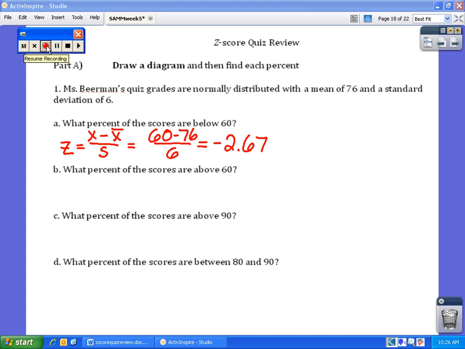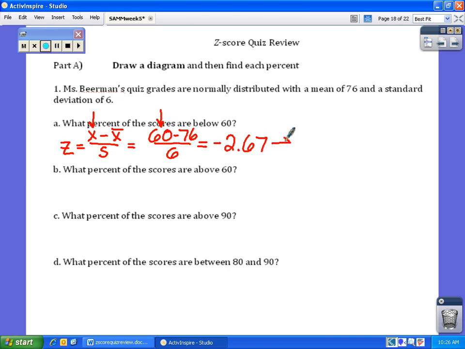The formula for z-score is x minus x bar over s. I recommend that you write this equation every single time you do a problem. X is the data value we're looking at, so x is 60. X bar stands for the mean, which is 76, and s is the standard deviation, which is 6. On my calculator, I got negative 2.666, and I rounded that to negative 2.67.